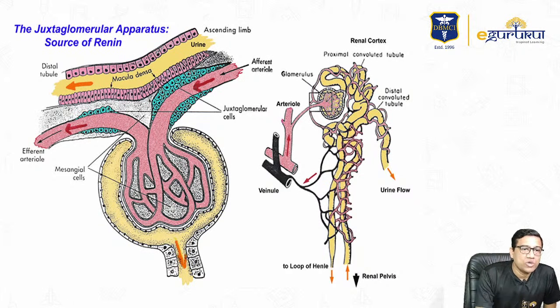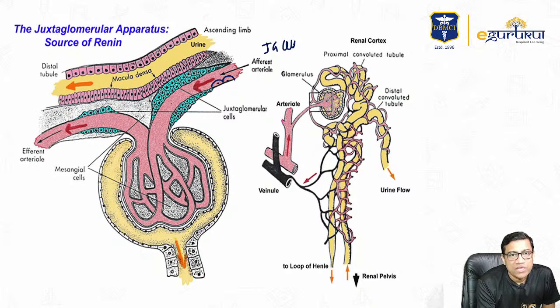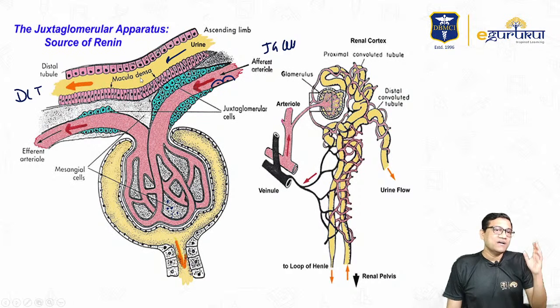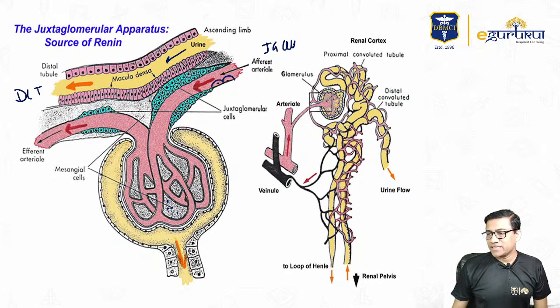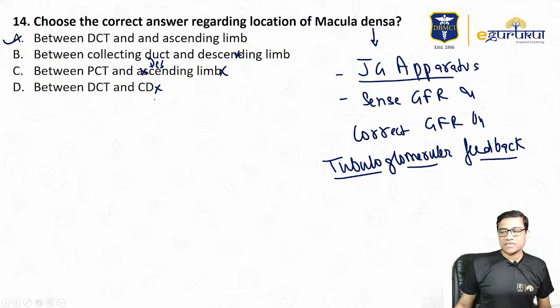Okay? So look at this. This is a glomerulus. This is the afferent arteriole which contains the JG cells. So JG cells are in the afferent arteriole. These are the juxtaglomerular cells. You can see JG cells. Okay. Then there are these mesangial cells which are around the glomerular capillary. Can you see that? These are mesangial cells. And this is your urine which is coming from the ascending loop and it is going to the distal tubule, that is DCT. So that's why the macula densa cells are present in the area between the ascending limb and the DCT. So the answer would be A, the best answer. These are all wrong. So the best answer is A. Okay.